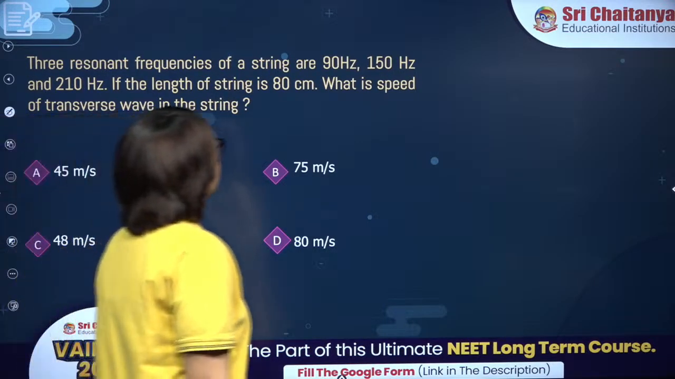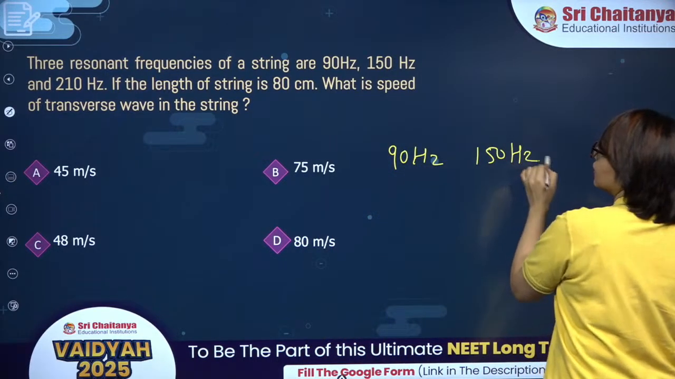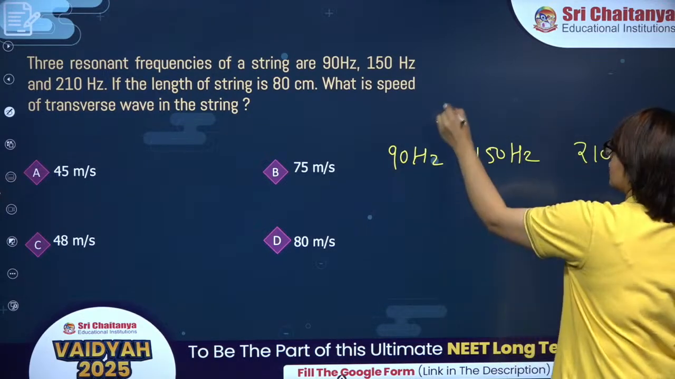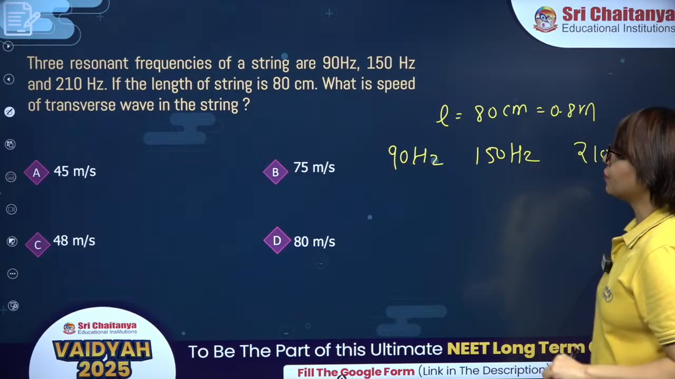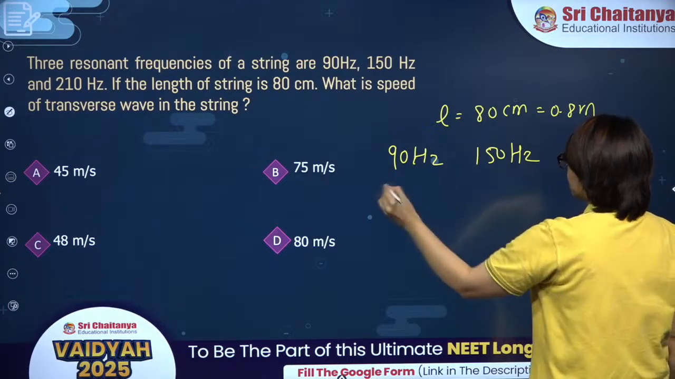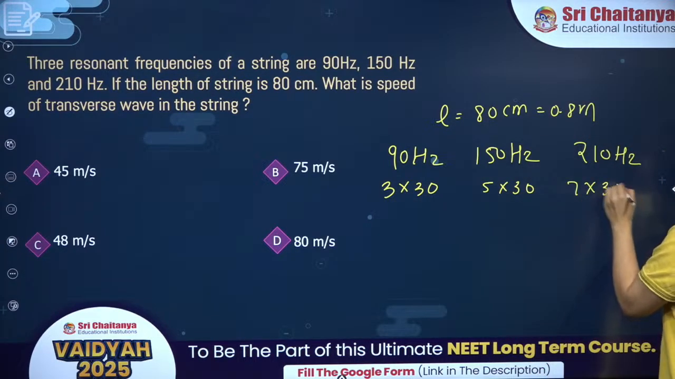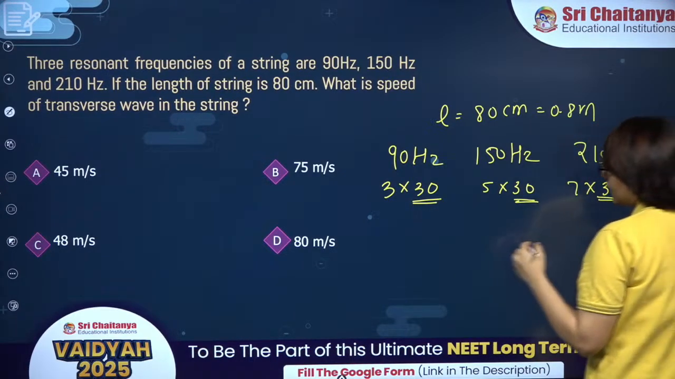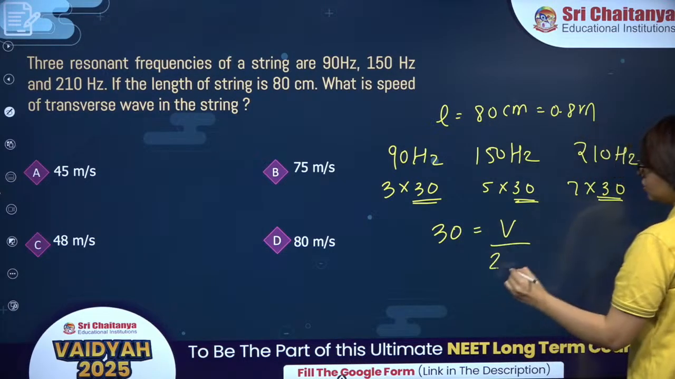Let's try this one. 3 resonant frequencies of a string are 90 Hertz, 150 Hertz and 210 Hertz. And length of the string is 80 centimeter, which is 0.8 meter. What is the speed of transverse wave in the string over here? Right. So these are the 3 resonant frequencies. If you look at this one, this is 3 times 30, this is 5 times 30 and this is 7 times 30. Odd harmonics are present, right? So fundamental frequency is 30. Okay, so we have over here fundamental frequency as 30, which is V upon 2L.